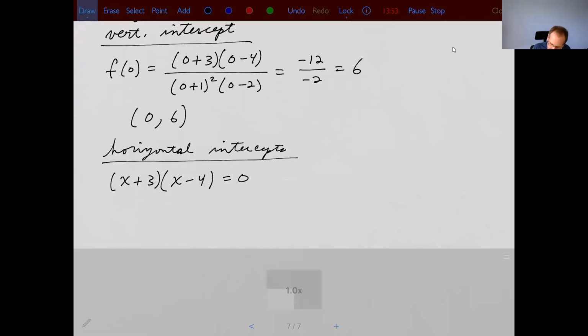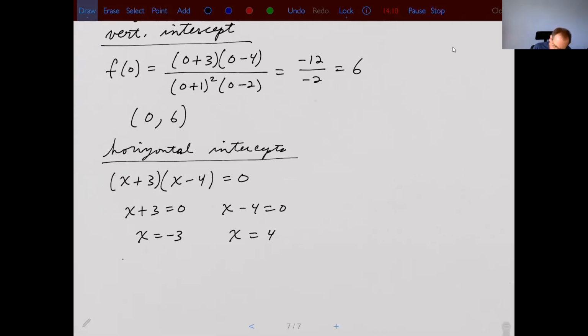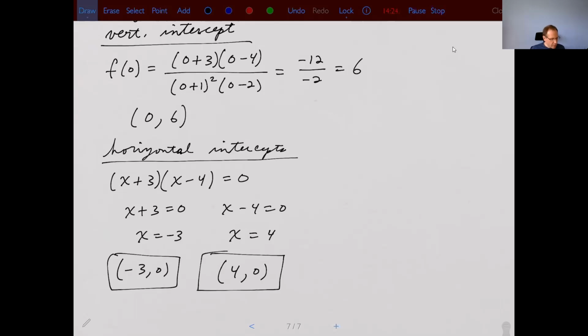equal to 0. And if I solve for those values, one possibility is x plus 3 is 0. The other one is x minus 4 is 0. So this one will give me x equals -3, and this one will give me x is equal to +4. So it looks like I have a horizontal intercept at -3, 0, and then another one at 4, 0. Okay, so let's put this all together and see if we can at least get a sketch. It's not going to be great, but let's see if we can get at least a sketch of this graph.